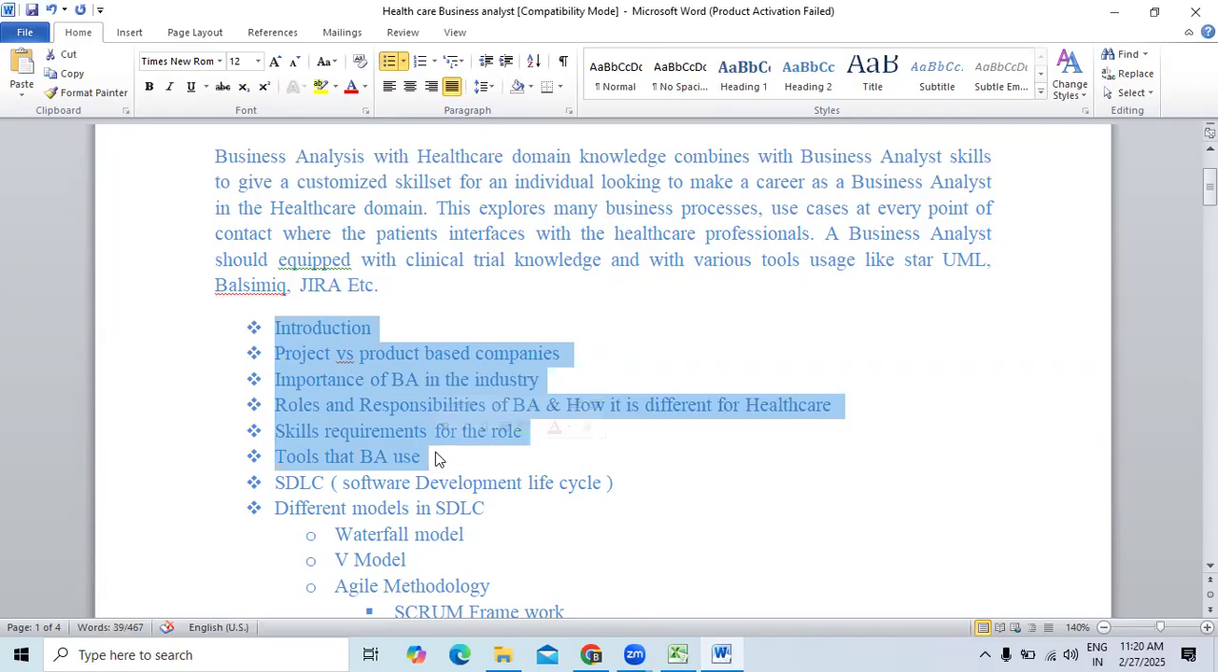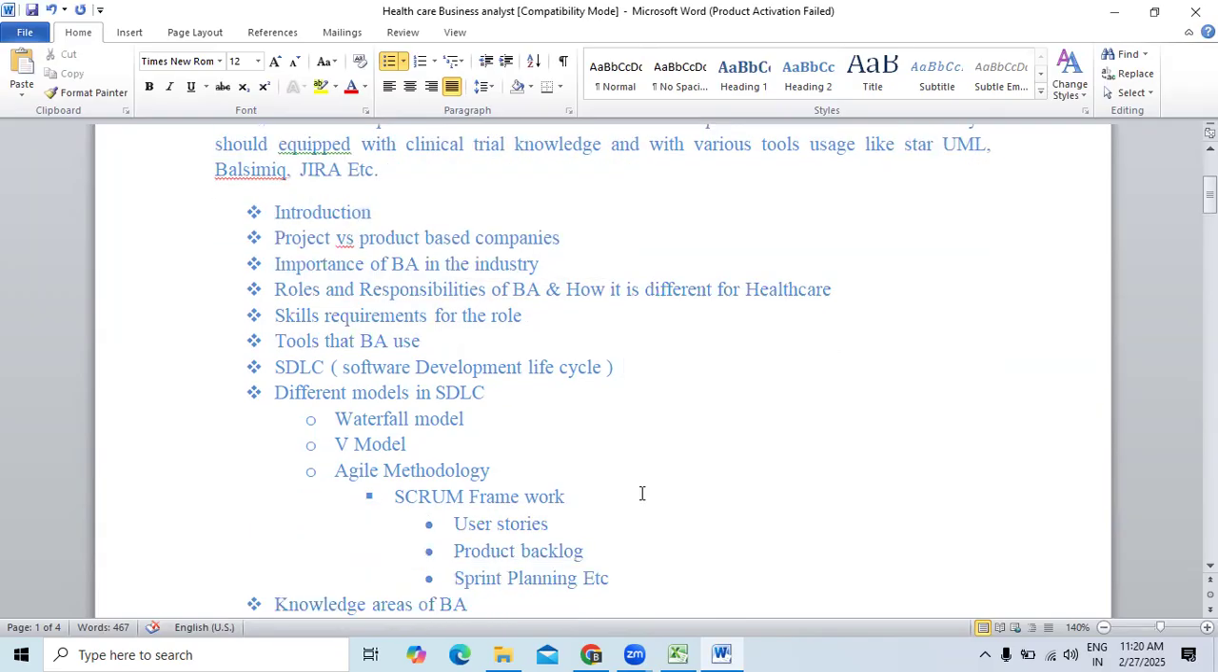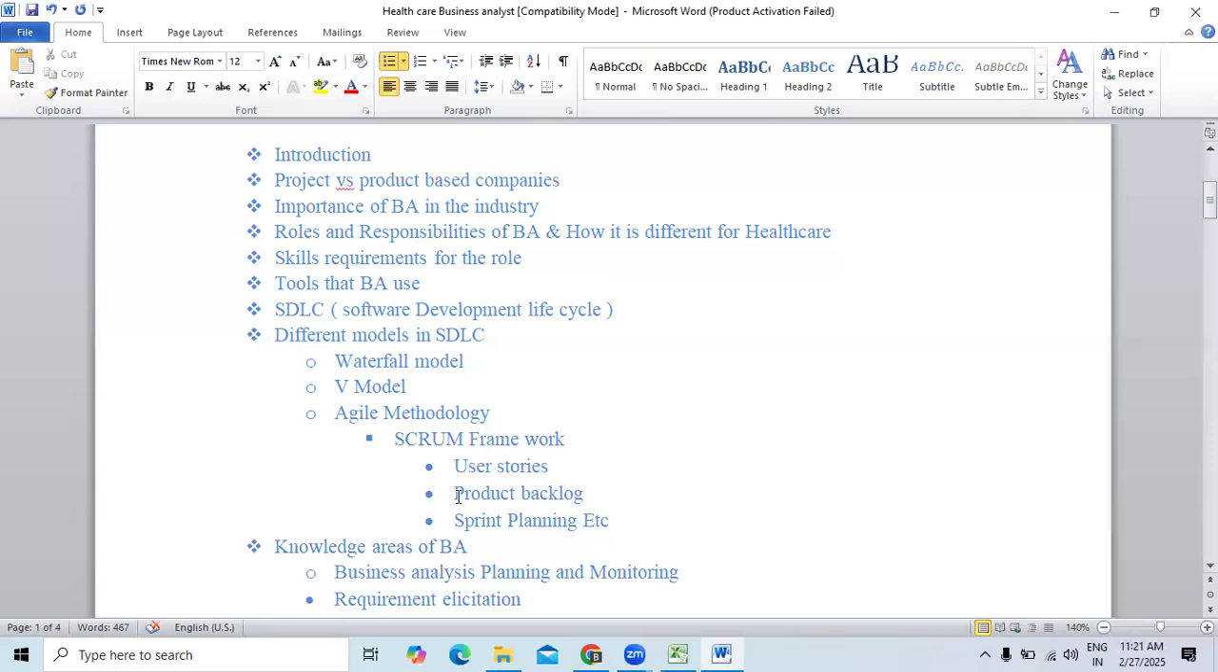Okay. Next, healthcare. Even though you are a healthcare BA, at the end of the day we are developing a technical solution, an application, as a team, as a solution provider. So you must have knowledge of the software development lifecycle process. We have different models, like the waterfall model, the V model, and agile. Nowadays we are using agile. As a BA, we prepare user stories, product backlog, all that. This is also part of healthcare BA training.